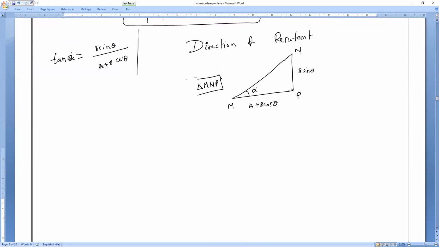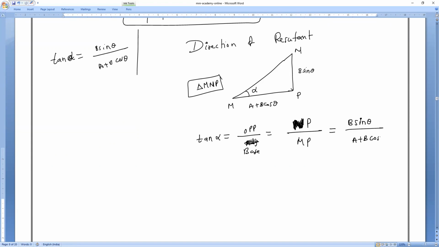So for alpha, what is the formula for tan alpha? The trigonometry formula: tan theta is opposite by adjacent, that is, opposite by base. Opposite is NP and the base is MP. So tan alpha is NP divided by MP, which is B sin theta divided by A plus B cos theta. So that is how to find the direction.